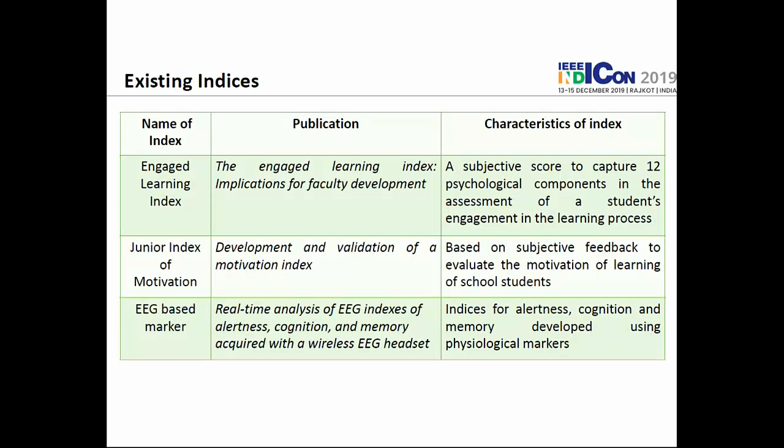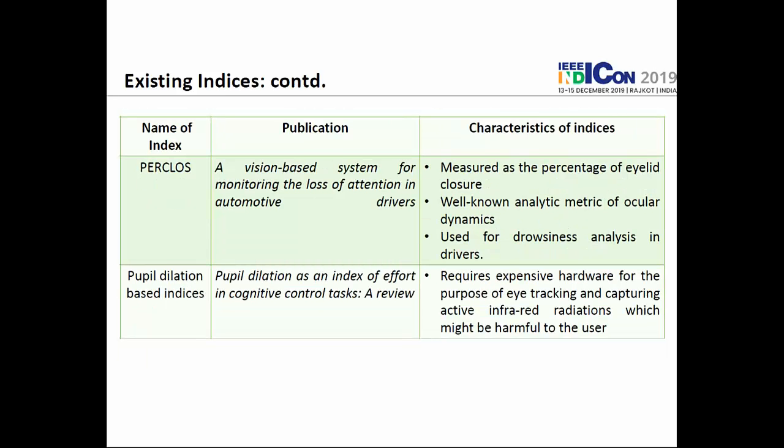So which are the existing indices? First is the Engaged Learning Index, a subjective score to capture 12 psychological components in the assessment of a student's engagement in the learning process. Next is the Junior Index of Motivation, based on subjective feedback to evaluate the motivation of learning of school students. The third one is the EEG based marker, which gives indices for alertness, cognition and memory developed using psychological markers. So these are some of the existing indices.